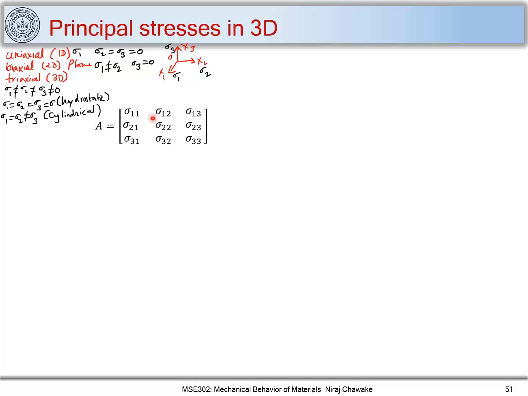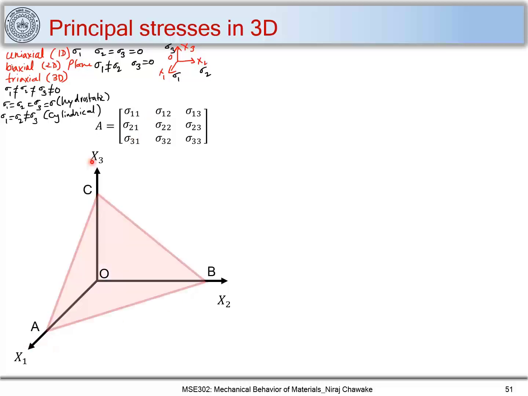Now let's consider a 3D stress state. Let me consider a point O, and mark my coordinate axes as x1, x2, x3. Let me put one plane ABC, and I call this plane my principal plane. What does principal plane mean? There will not be any shear stresses acting on this plane, and there will be only a normal stress acting on this plane.